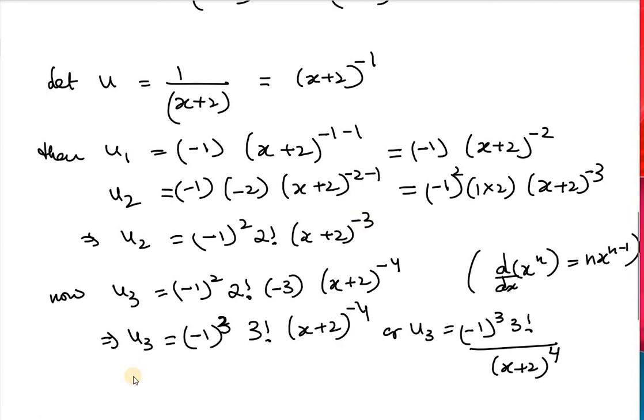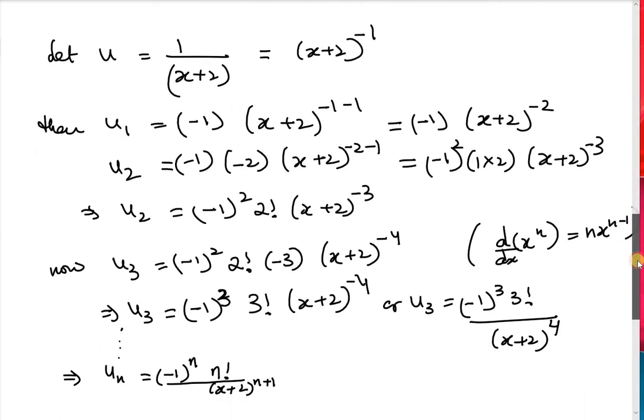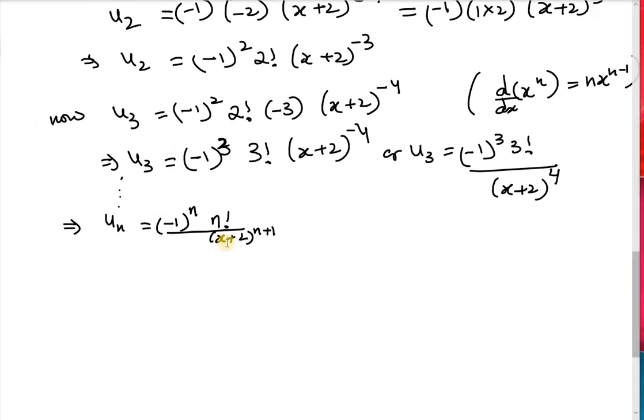So in general, if you continue to differentiate this one, finally you get un equal to (-1)^n, the power of this should be same as the order of this derivative, then into n factorial divided by (x + 2)^(n+1). So finally we have got the nth derivative of u. So now name this as equation 2.